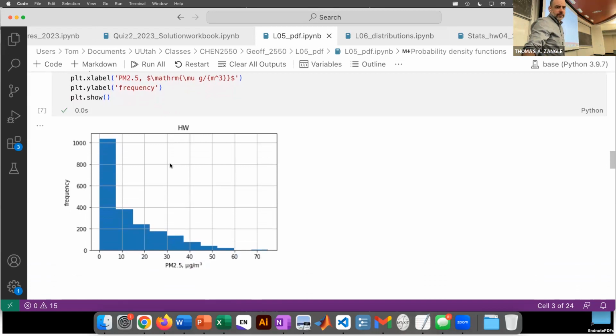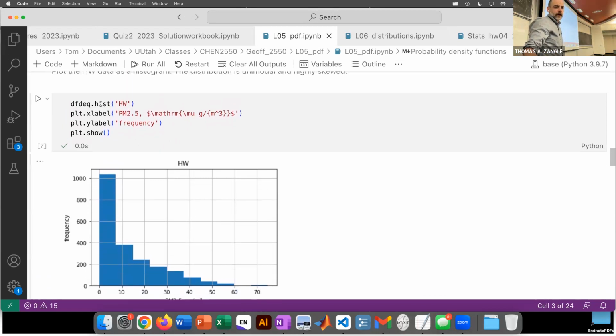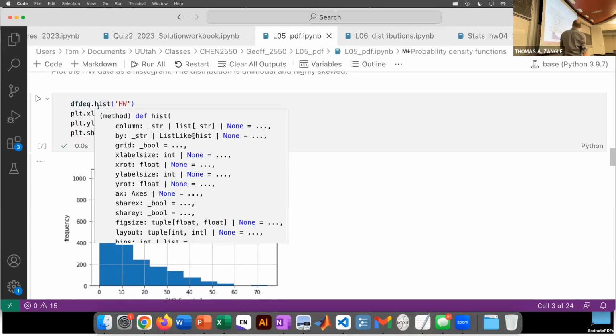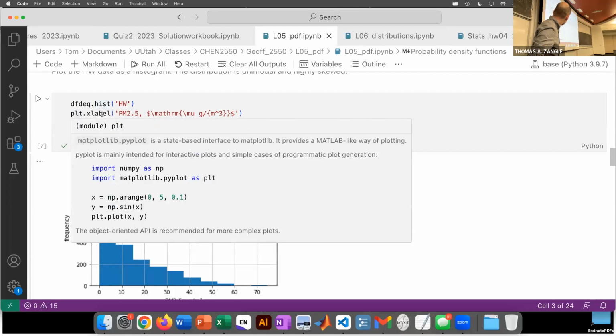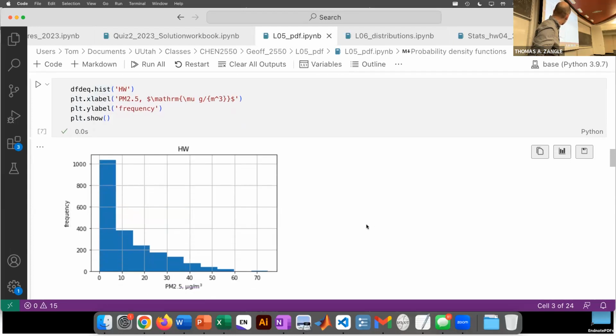So we're showing this as a histogram, right? So from this DEQ data, which is our pandas data frame, we can use the hist command to create a histogram. Again, I'm hovering over it, and we can see a large number of the different options that we have within pandas for dealing with those. But here I'm just putting an X label and a Y label, and then showing that data, and we get this result here.